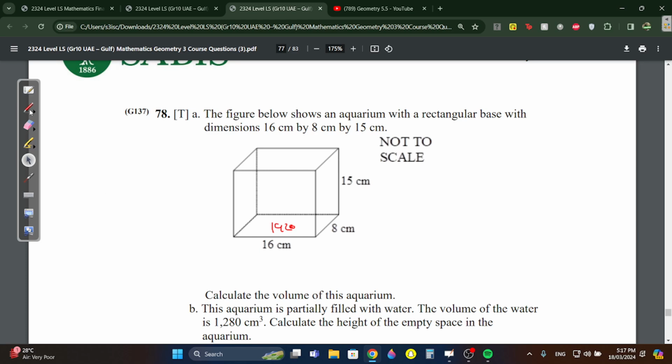The aquarium is partially filled with water. The volume of the water is 1280 centimeter cube. Calculate the height of the empty space in the aquarium. So it filled with water and it reached 1280 centimeter cube as the volume. How do we find the height?